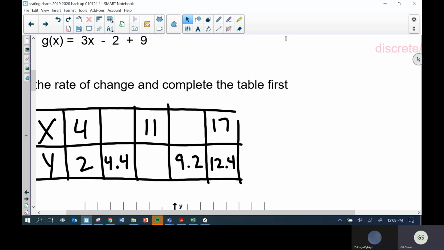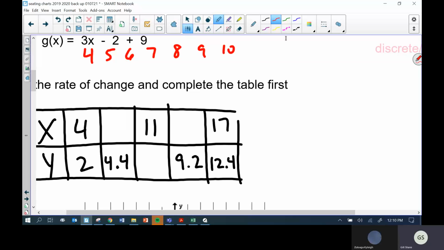There we go. So the way you complete the table, this is not the fastest way, but it's probably the easiest to understand. You need the X values to go up by 1 every time. So instead of just trying to figure out just this or just this or just this, just make a table that has all the numbers in it. 4, 5, 6, 7, 8, 9, 10, 11, 12, 13, 14, 15. We won't have to go farther than that because we already have 17 and 12.4.